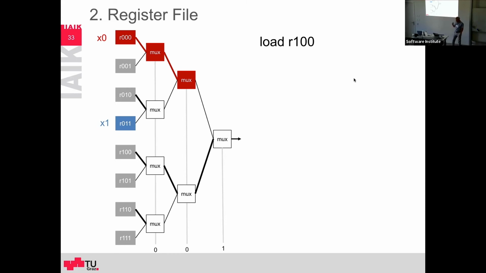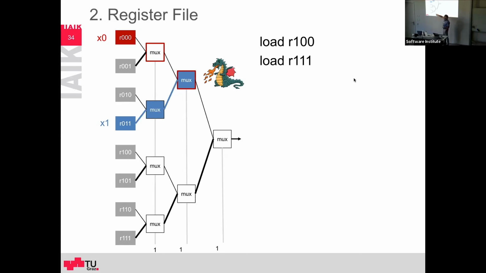So now we load from register 7. Again, down here, everything's fine. But now here in my multiplexer tree, I have on the wire here the switch, red, blue. And same problem. This is not allowed. This leaks the value of X. This is weird. And again, something that as a software designer, there's no way you can explain this to somebody else.